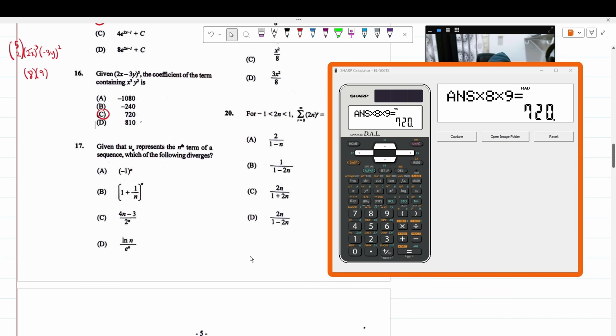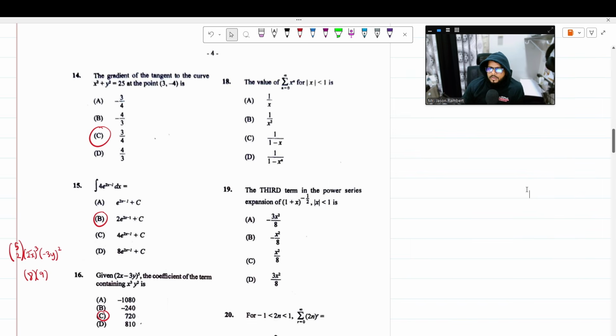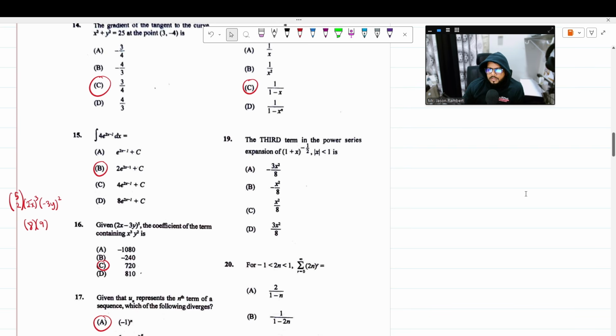Which of the following diverges? Repeat question. That diverges. Another repeat question. 1 over 1 minus x. Third term, 3x squared over 8. Remember, in this one here, well, I lie. This was the ln one. This one is 3x squared over 8.